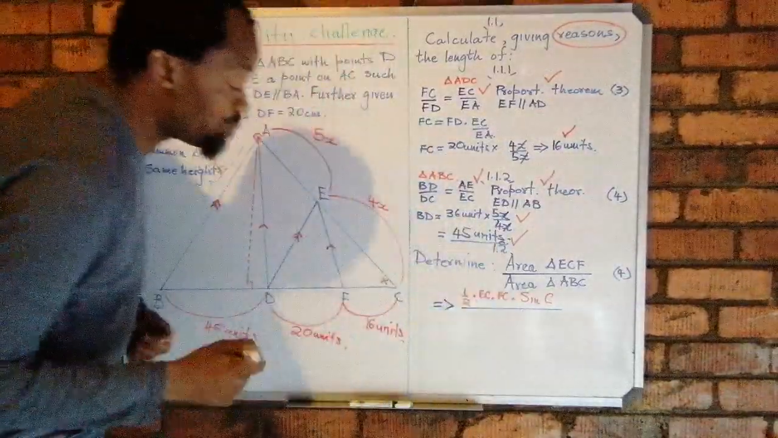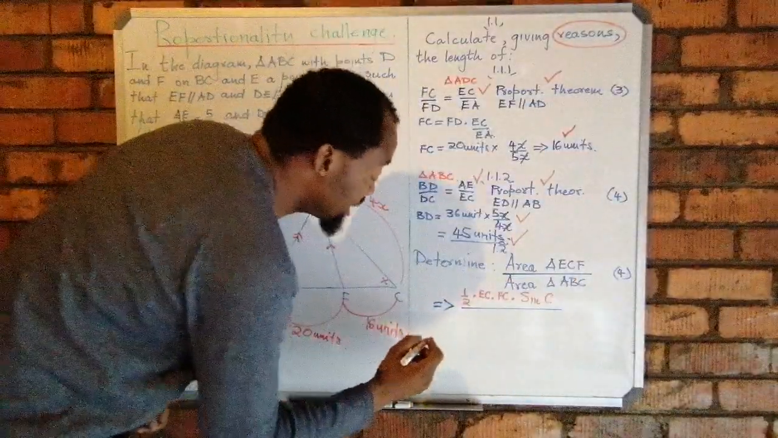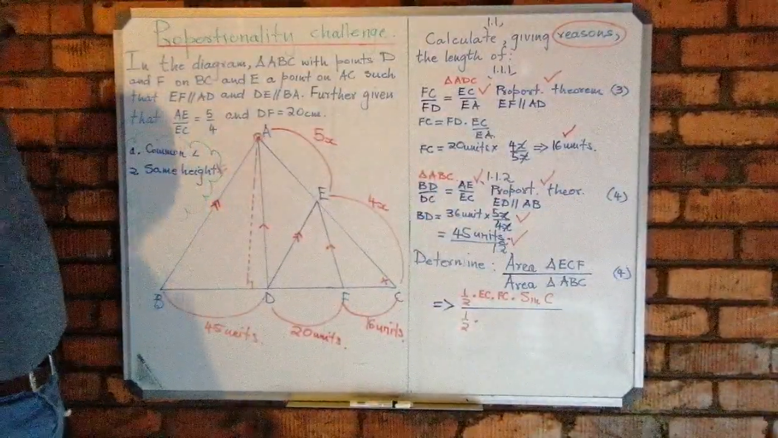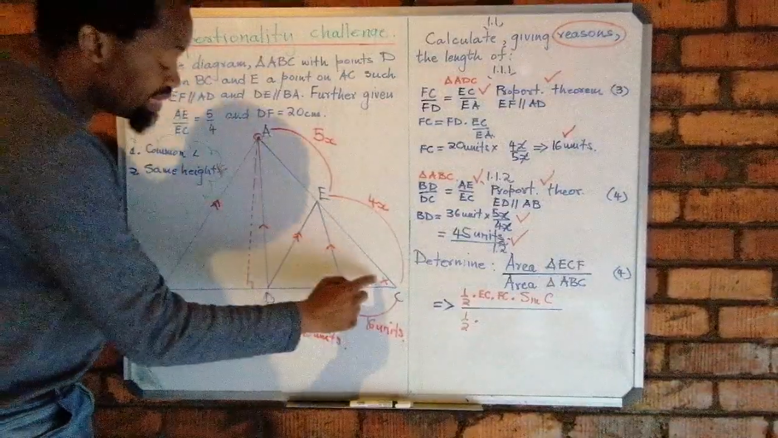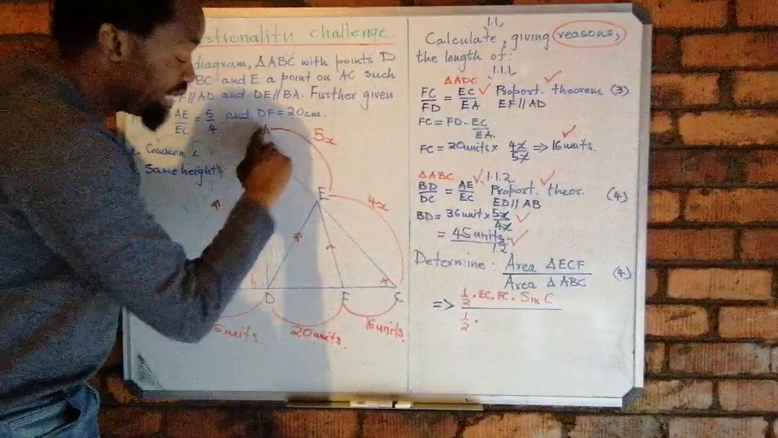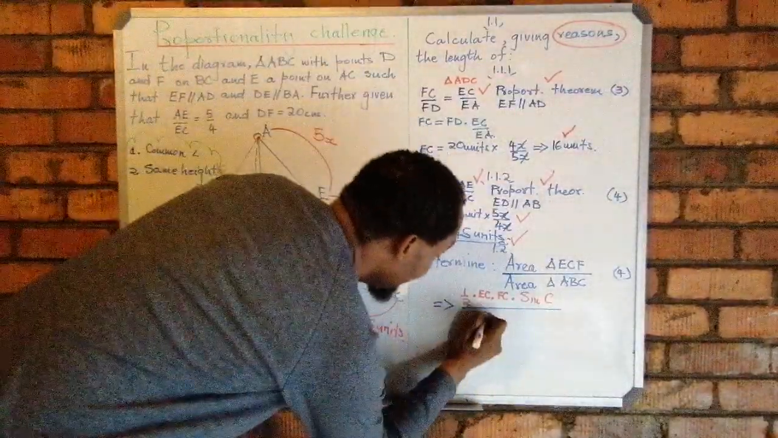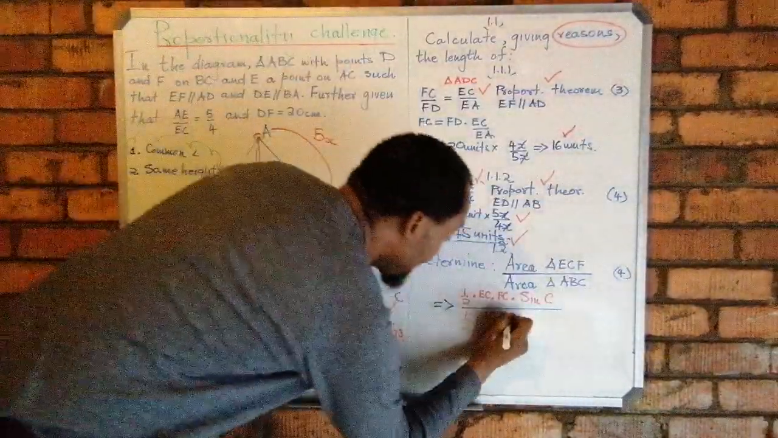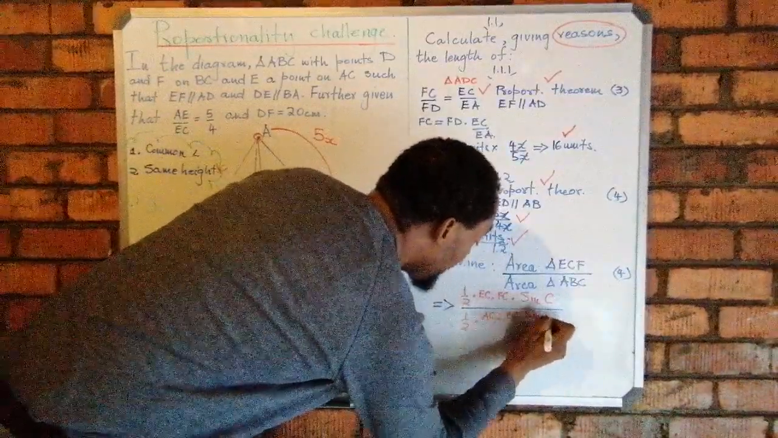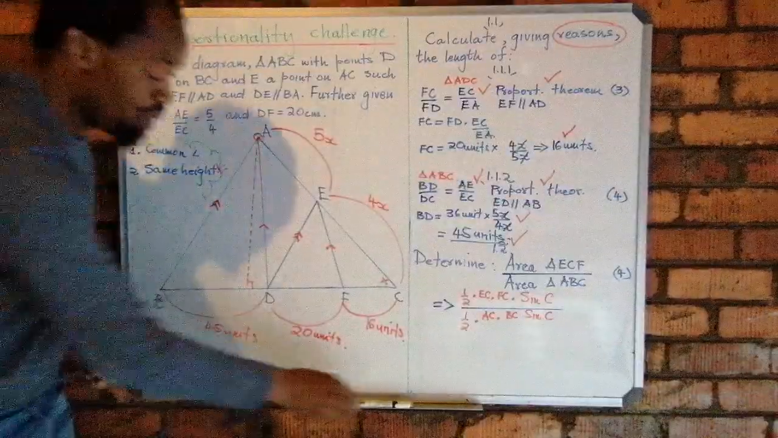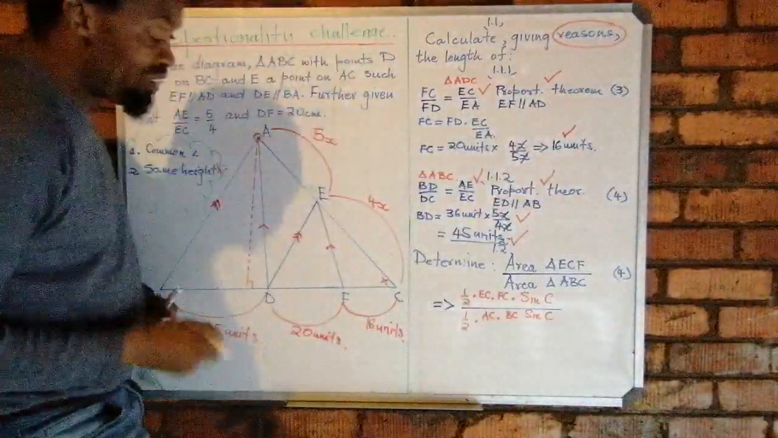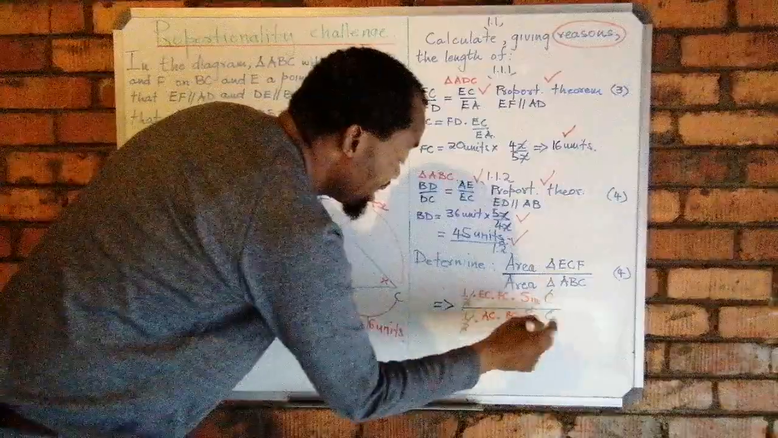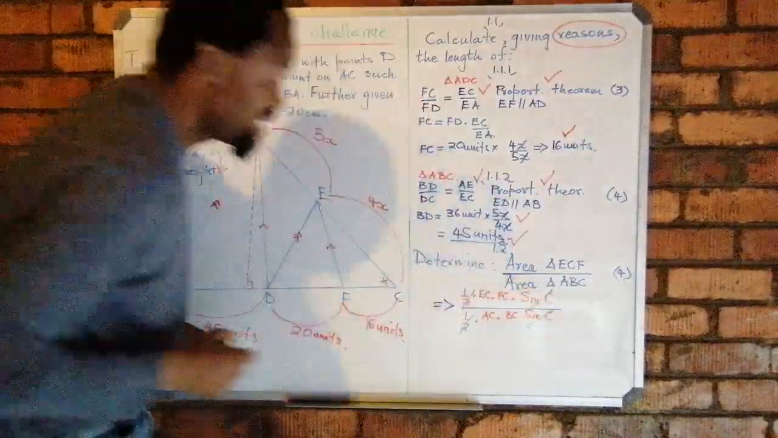Now, let's divide this by area of triangle ABC. I am going to again use area rule. Area of triangle ABC. The common angle is there. I'm going to take AC, multiplied by BC, multiplied by sine of C. Now, because we are multiplying and dividing, we can cancel the same. This is exactly the same as that. Remember, the angle is common, meaning that this is equal.